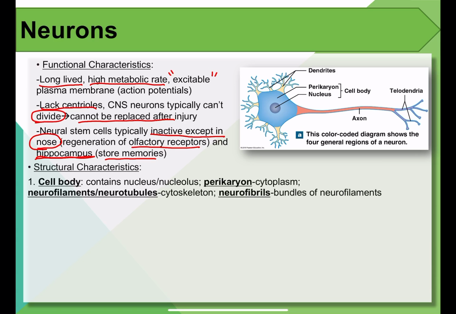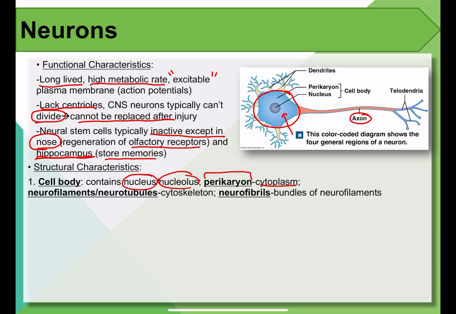So within the cell body, which is this part right here, a neuron is still a cell, so it still has those organelles that any other cell has. It still has a nucleus and a nucleolus. It still has a cytoplasm. And the cytoplasm of this neuron, we call it the perikaryon. Perikaryon is only the cytoplasm of the cell body. When it gets to the axon part, we call the cytoplasm of the axon something else. We're going to get to that in a bit.